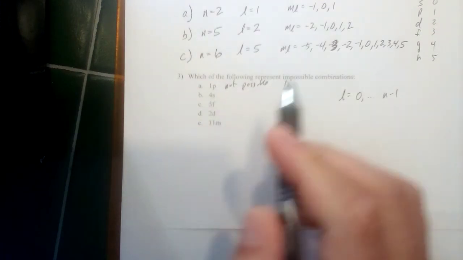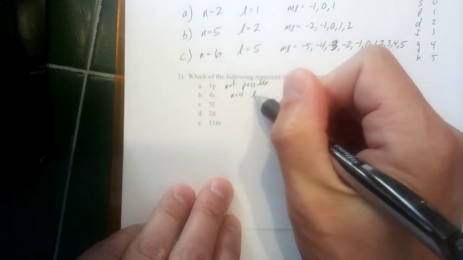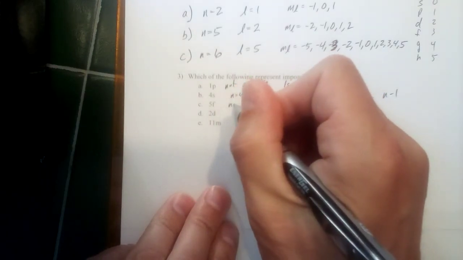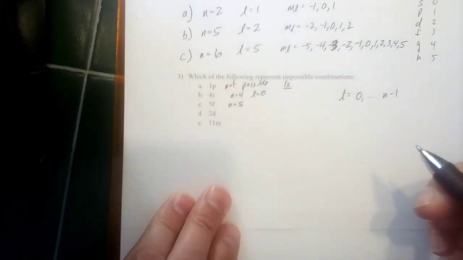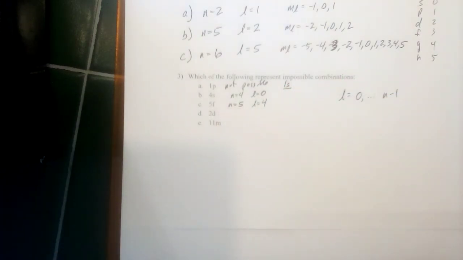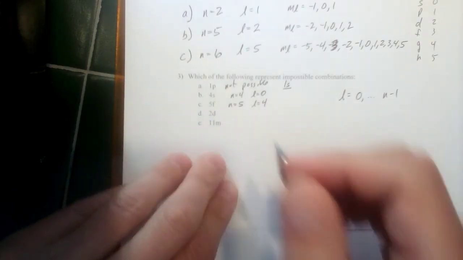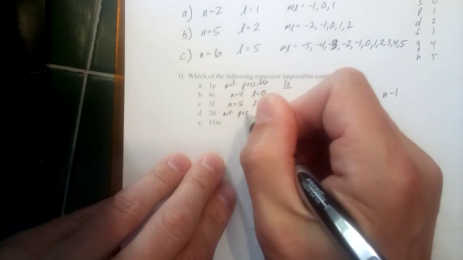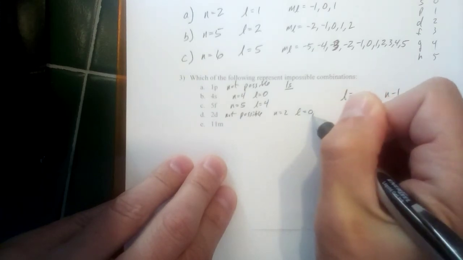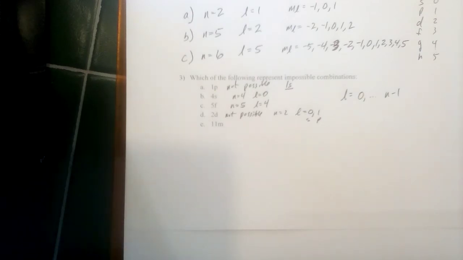Now 4s, that is possible. That would be N is equal to 4, L is equal to 0, so that is fine. 5f is also possible, because if N equals 5, L can equal all the way up to 4, and for an F that is L equals 4. So that would be the highest energy sublevel within the 5th energy level. Now 2D, that's not possible, because if you start with n equal 2, the only values you can have for L are 0 and 1, which is the S and the P. So there's a 2S sublevel, there's a 2P sublevel, but there is not a 2D sublevel.